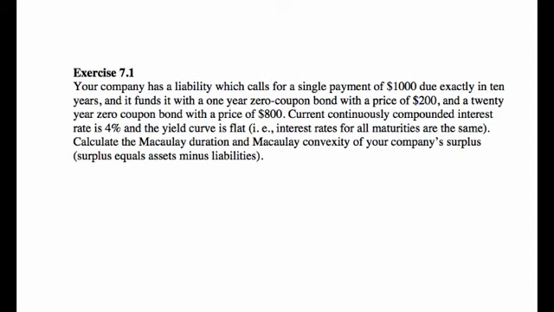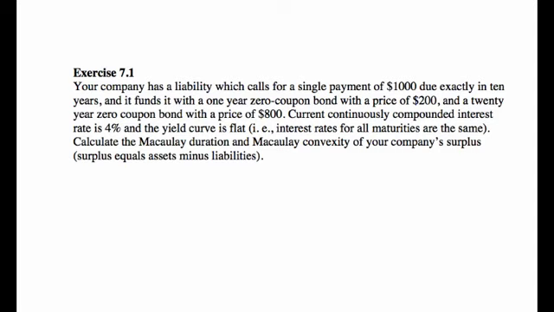Current continuously compounded interest rate is 4% and the yield curve is flat, so interest rates for all maturities are the same. We'll discuss what that yield curve means very soon. Calculate the Macaulay duration and Macaulay convexity of your company's surplus. And surplus is defined as assets minus liabilities. And we're going to treat the company as a portfolio of positive investments, which are its assets, and negative investments, which are its liabilities. And we'll try to use the formulas that we learned for that case.